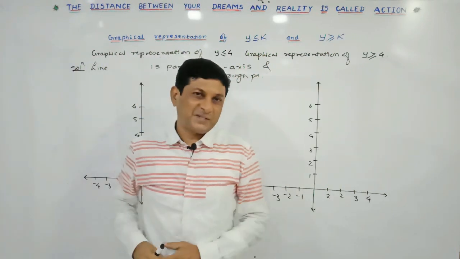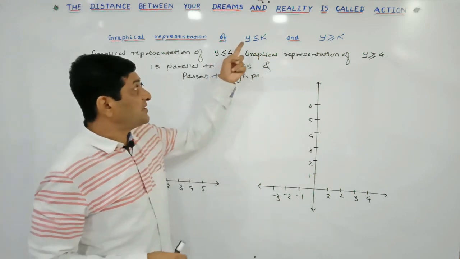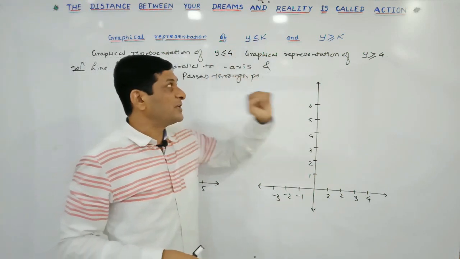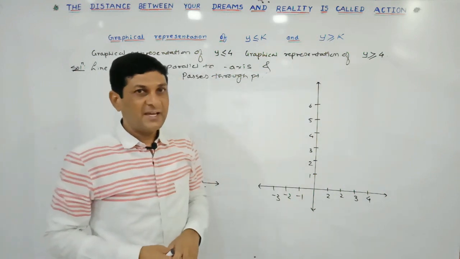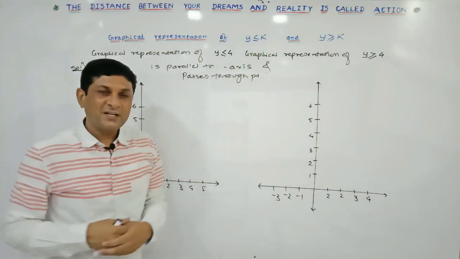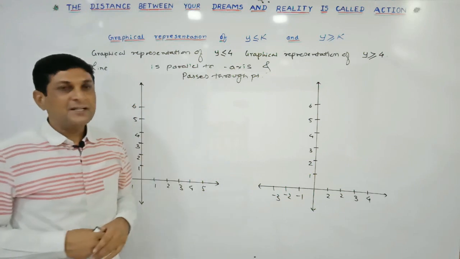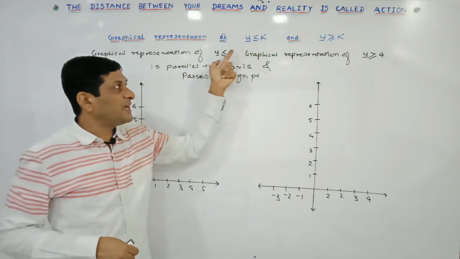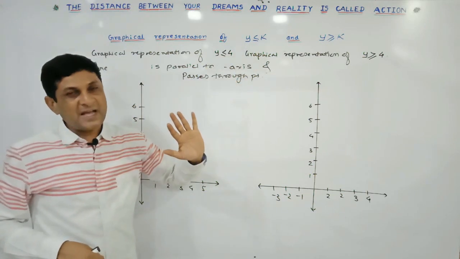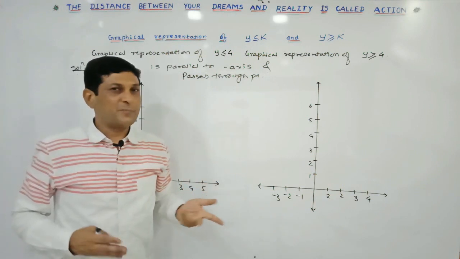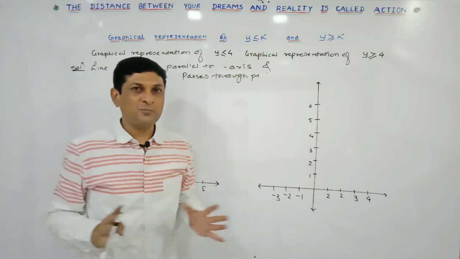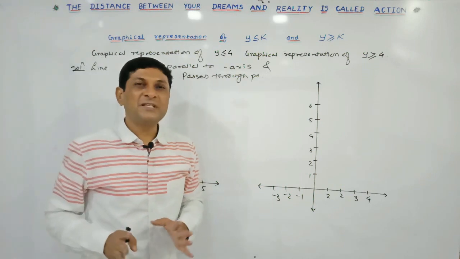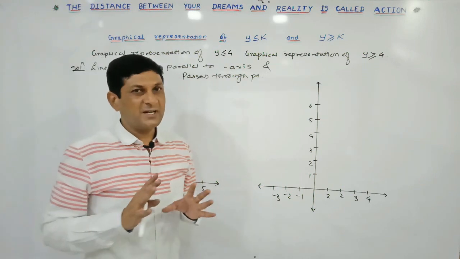See, in this last case the expression is either in the form of y is less than or equal to k, or y is greater than or equal to k, where k is a constant. So to understand it, I have taken the value of k equal to 4. The value of k may be a positive number or possibly a negative number, but in both cases we are easily able to find the graphical representation.